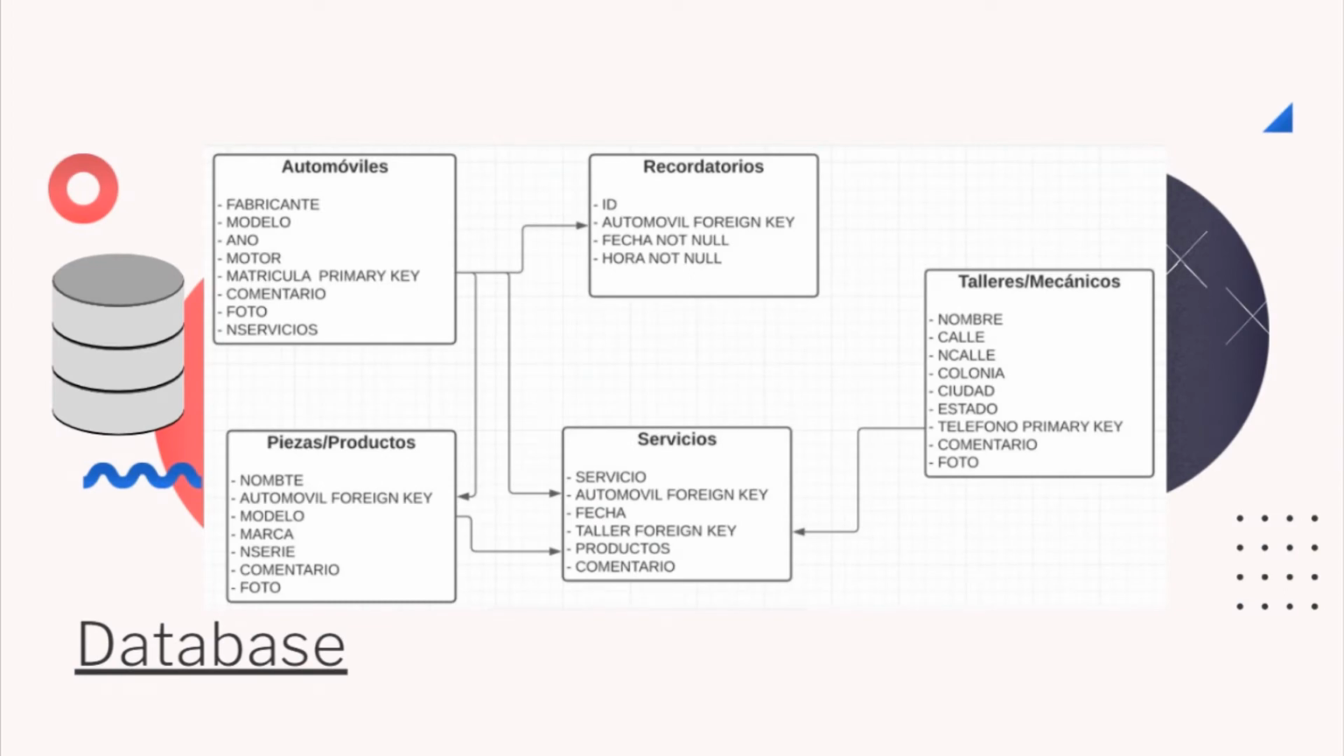Next we show the entity relationship model of this project, where you can see the tables of vehicles, pieces, reminders, services, and workshops. It should be clarified that in the previous presentation we showed a different model, but this is the final version. From the app, the user can make use of this database through the forms that my colleague will show you below.